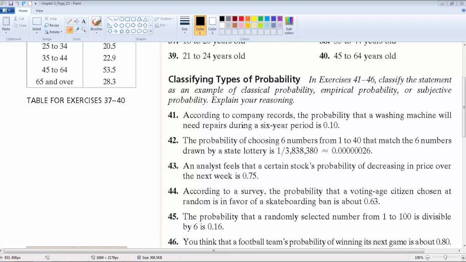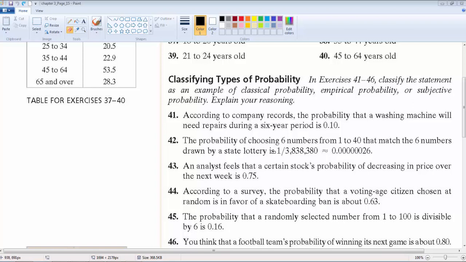According to a company's records, the probability that a washing machine will need repairs during a 6-year period is 0.10. Because this is based on records that have been kept, basically an experiment, this is considered empirical probability, also referred to as experimental probability.